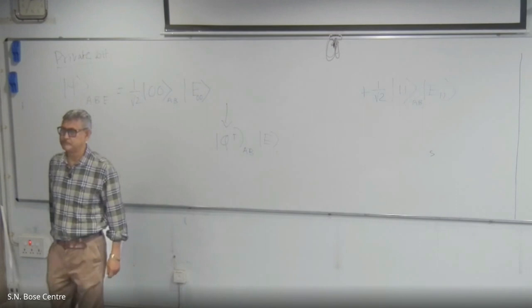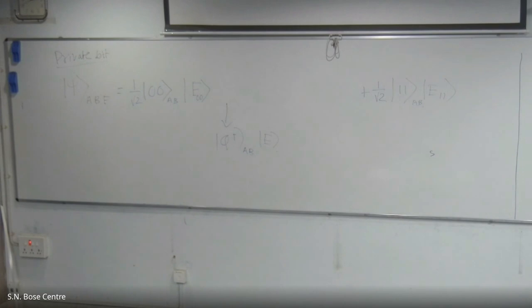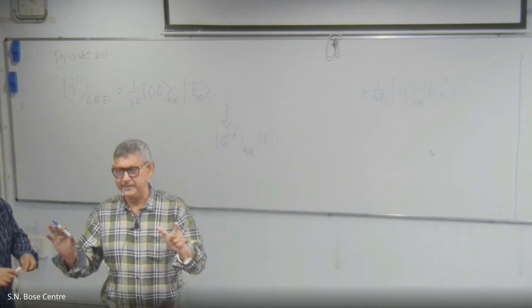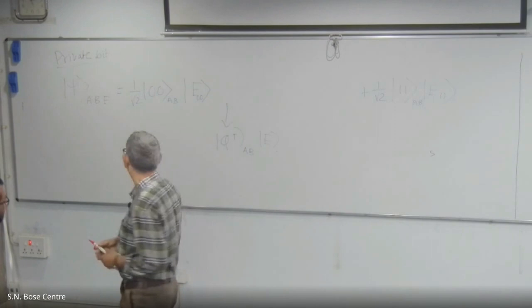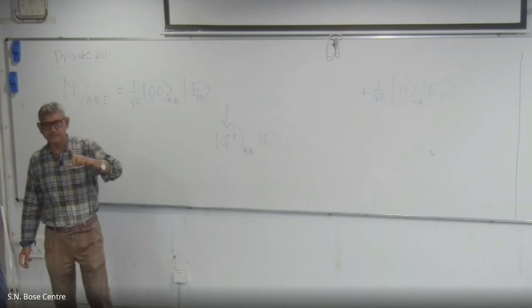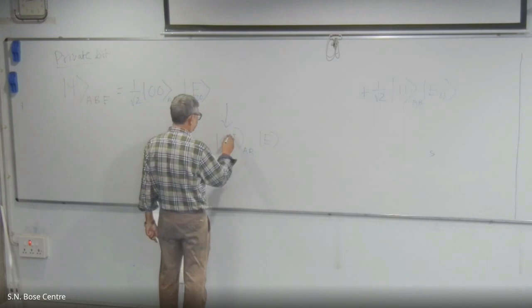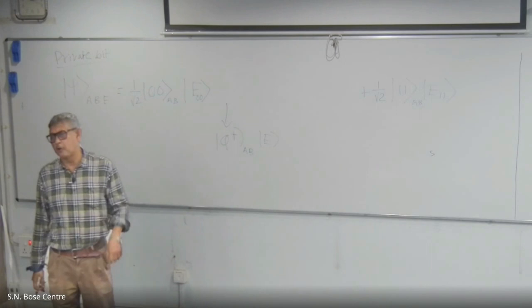completely uncorrelated. So what is the demand? If Alice and Bob want to share a state which is correlated in two bases, Z basis as well as X basis, then the only solution is this. Phi plus is nothing but (00 plus 11) by root 2, and the rest of the system will be completely uncorrelated. So it is very powerful.